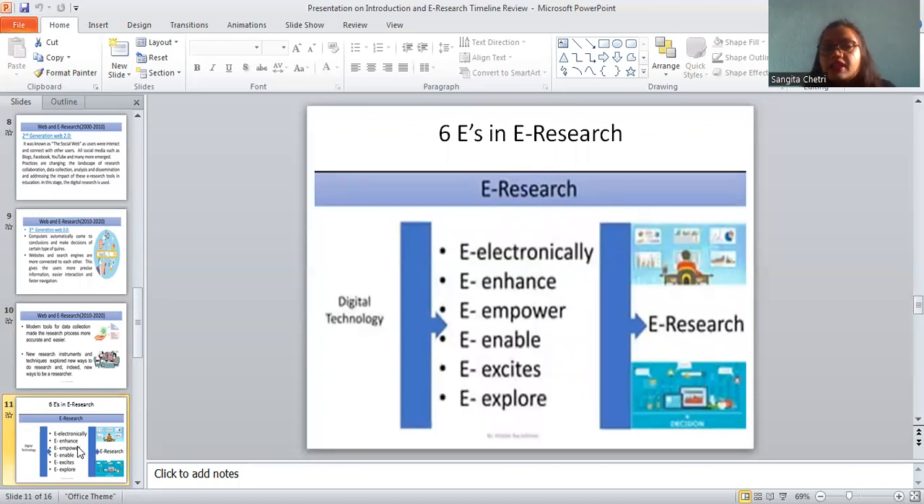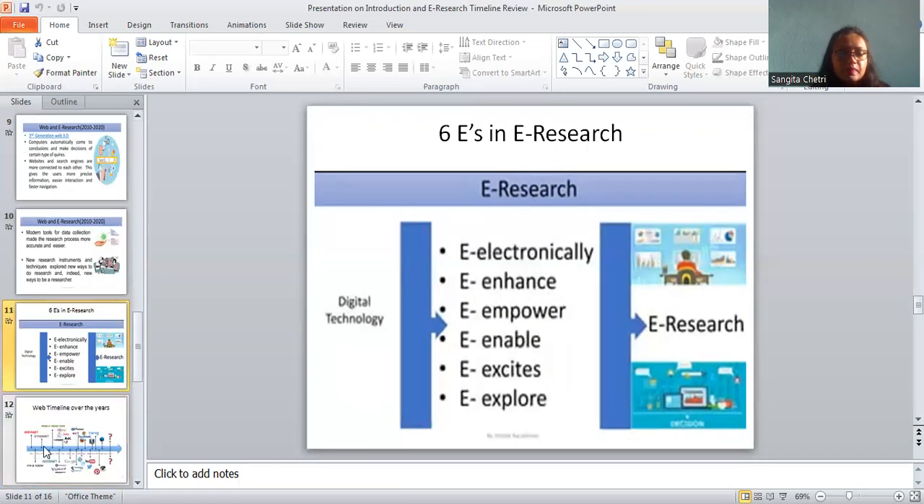So what are the 6 E's in e-research as a digital platform? First E represents electronically, second E refers to enhance, third E empower, fourth E enables, fifth E excites, and the sixth one gives us explore, of the things that we search on the internet.